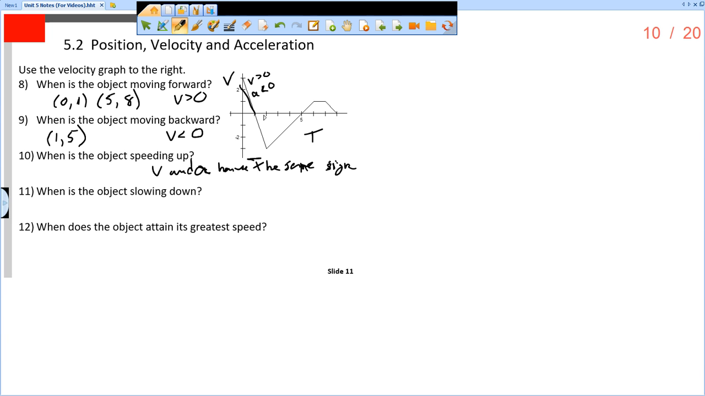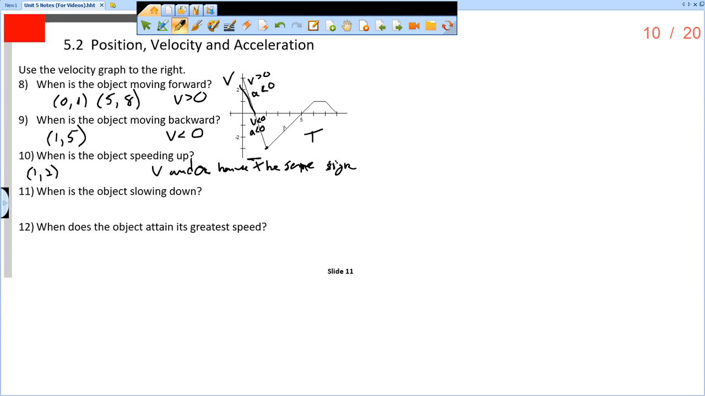Now during this next section from 1 to 2, velocity is now less than 0 because it's below the x-axis, and this function is still decreasing. So acceleration is less than 0. So that means they have the same sign. So that would mean that the object is speeding up from 1 to 2.